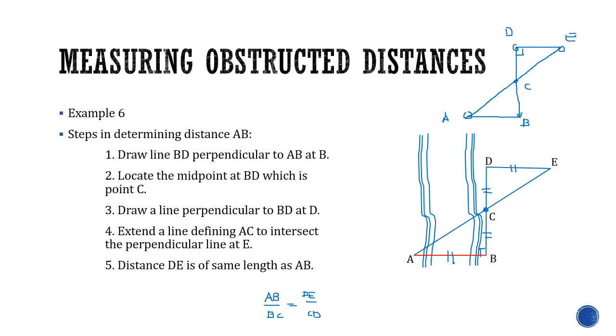Okay lang. Pero, di ba, ang ginawa mo ngayon, yung C ay nasa gitna ng BD. So, ibig sabihin, yung BC at yung CD ay equal. Okay, so, equal, mga cancel, makikita mo AB ay equal to DE. So, basically, class, kapag ginawa mo ito, measure mo lang itong DE na ito, meron ka ng distance. Okay, this is equal to AB.